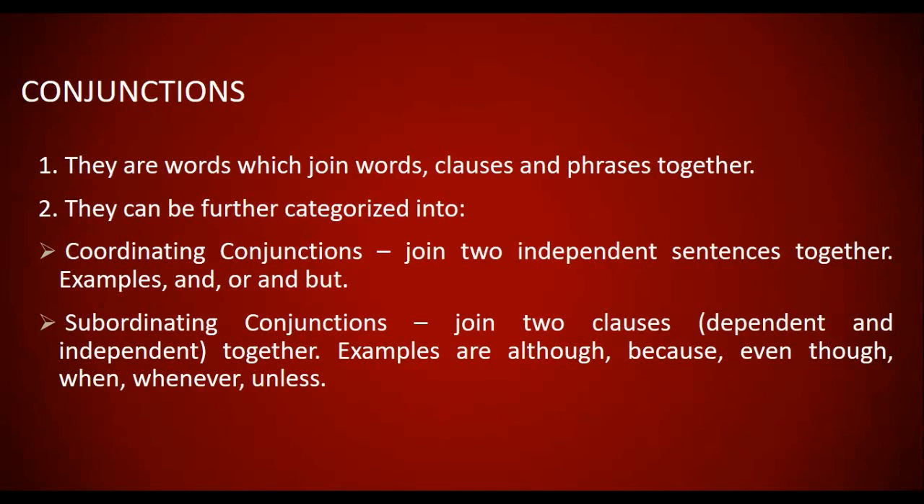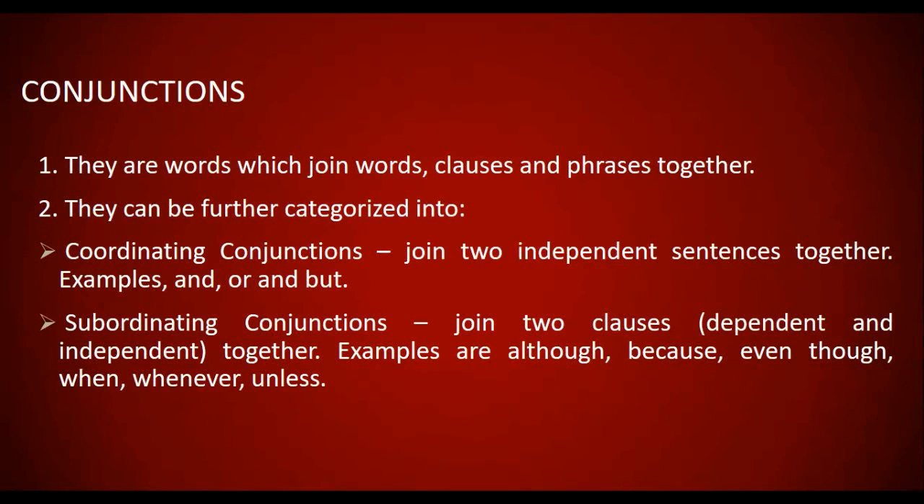But the subordinating conjunction will always join two clauses, the dependent clause with the independent one, or the independent clause with the dependent one. Either order is correct. For example, although I was a bit lazy, I managed to attend the class. Right? Now, although is a subordinating conjunction.